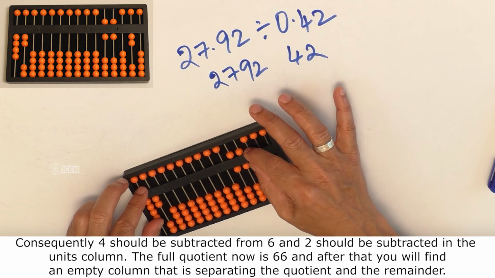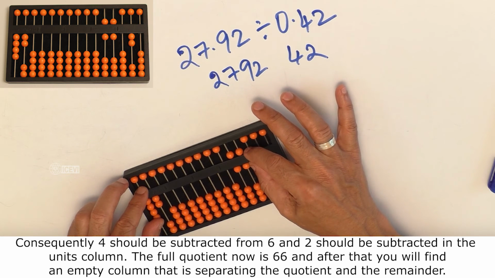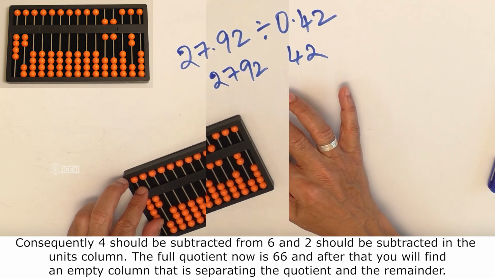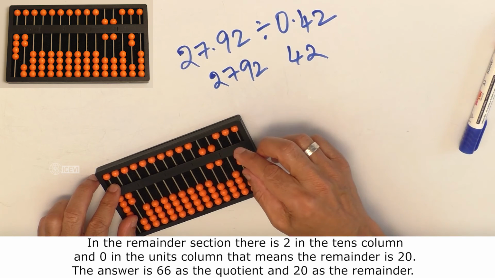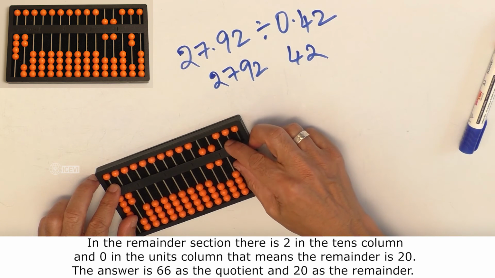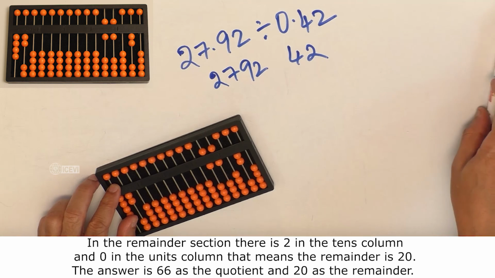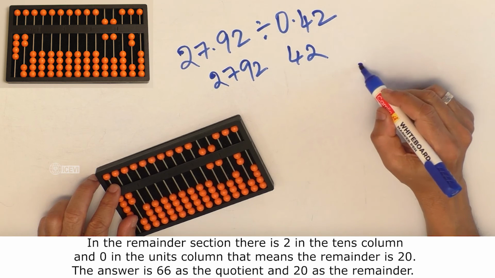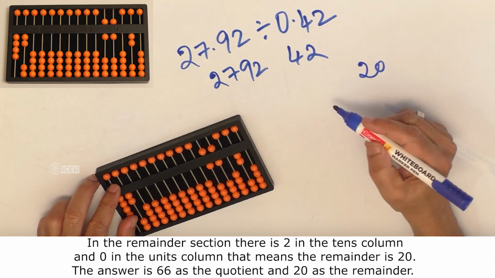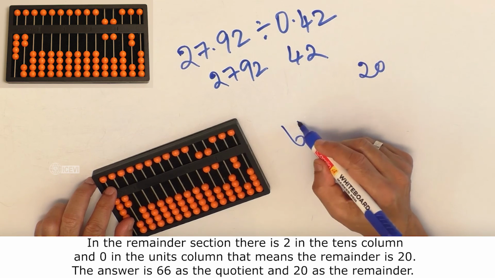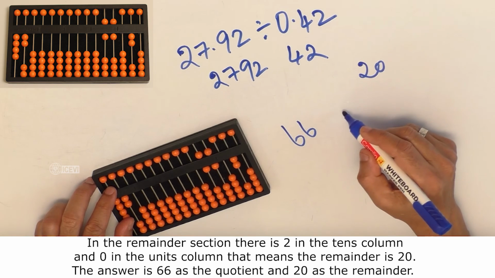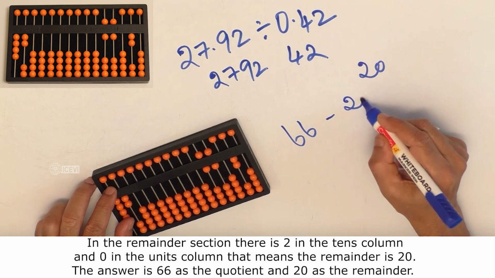66, and after that you will find an empty column that is separating the quotient and the remainder. In the remainder section, there is 2 in the tens column and 0 in the units column. That means the remainder is 20. The answer is 66 as the quotient and 20 as the remainder.